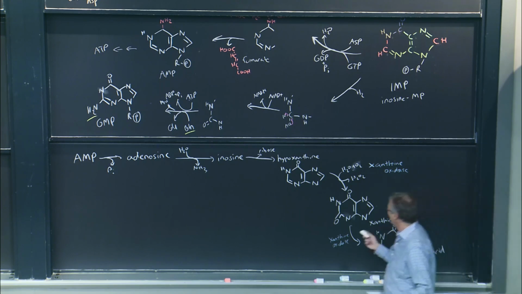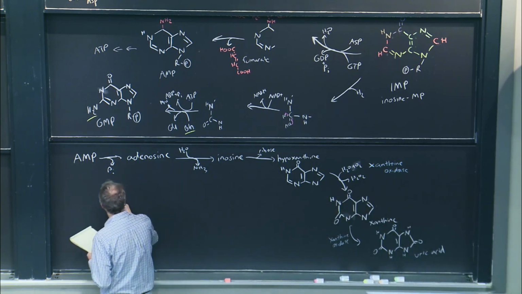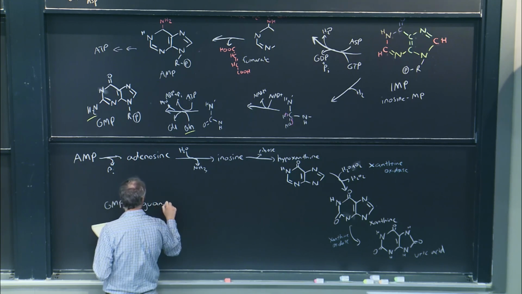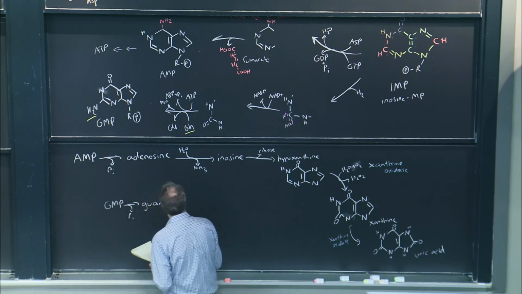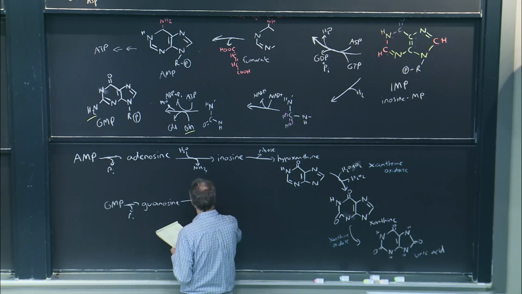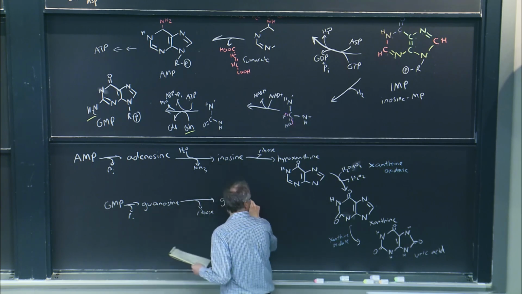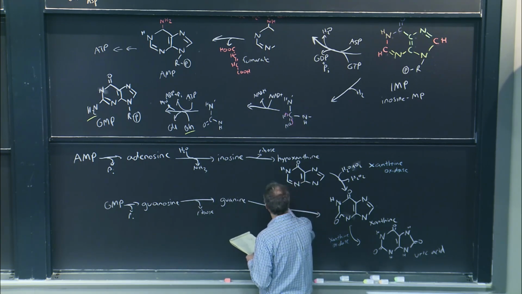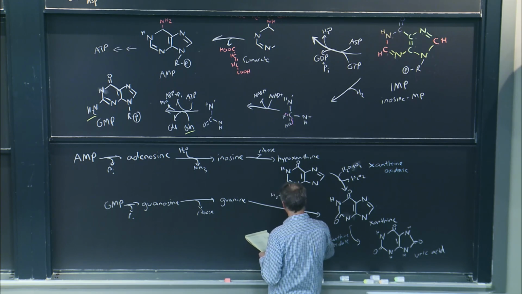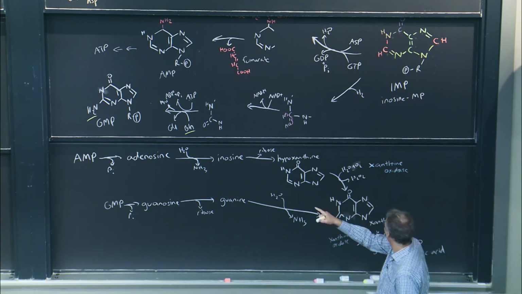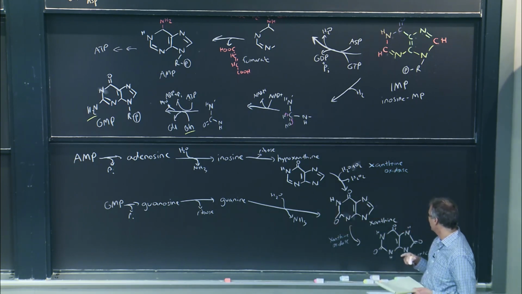All right? Guanine. GMP, lose a phosphate. Now you get the nucleoside, guanosine. Okay, so guanine, the base, plus the ribose with no phosphate. Take the ribose group off. Now we're left with guanine. And then if we start with guanine, remove nitrogen from guanine, then we end up with xanthine.